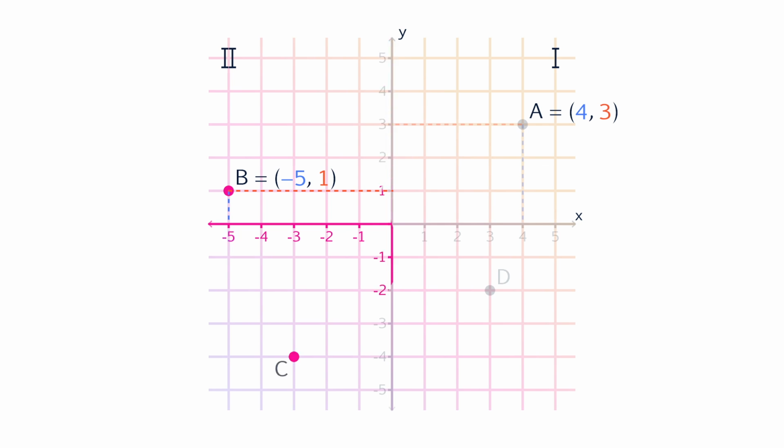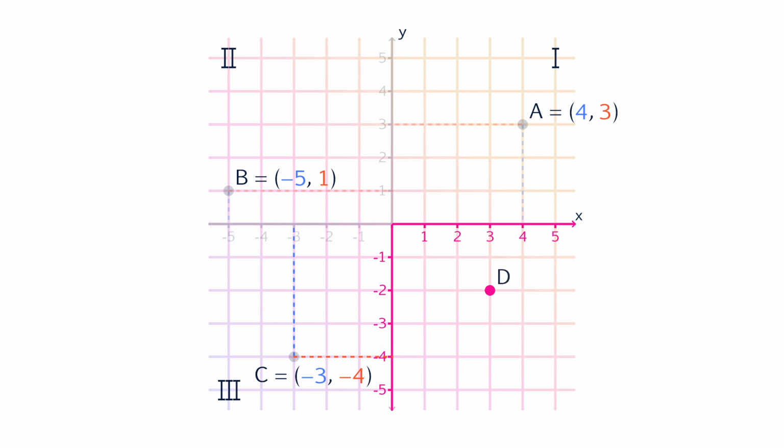Moving on to point C. Point C is in the third quadrant, the bottom left quadrant, where both the first and second coordinates are negative. This time you move up towards the x-axis and find that the first coordinate equals -3. Then move sideways to the right, towards the y-axis, and you'll find that the second coordinate equals -4, which means that the coordinates of point C are -3, -4.